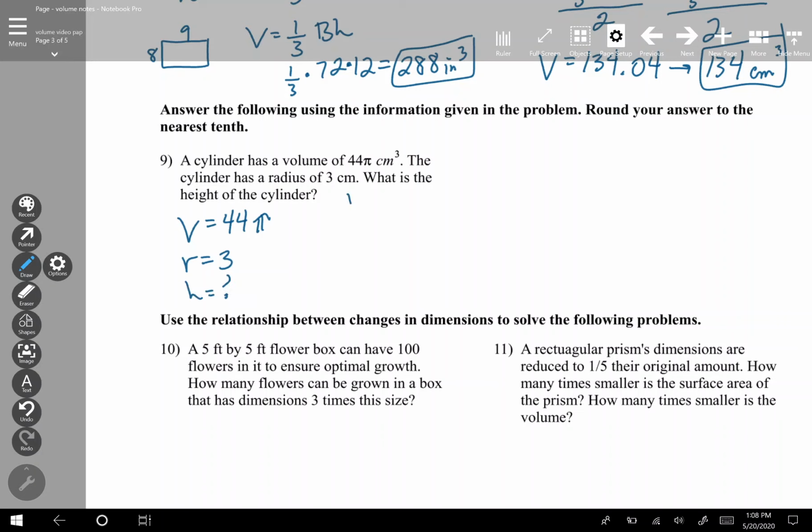Okay, so right away I just say, all right, a cylinder, it's area of the base times the height. But since it's a cylinder, I know my formula for the area of the base is going to be pi r squared. So V is going to be pi r squared h. All I'm doing is substituting in for area of a circle here because it's a cylinder. So now I will plug in what I know. My volume is 44 pi. My radius is 3, so it's 3 squared. And then I don't know my height, so it's still h.